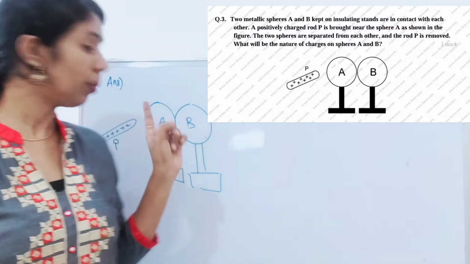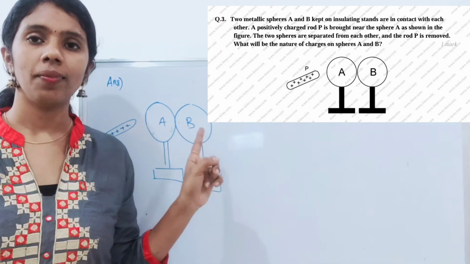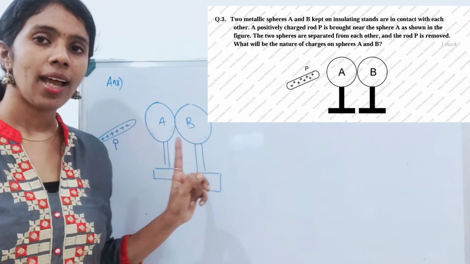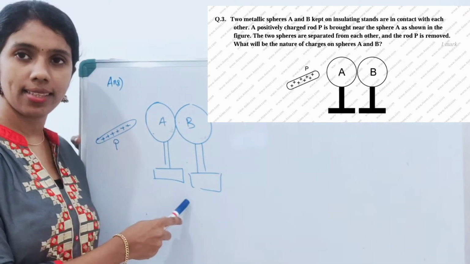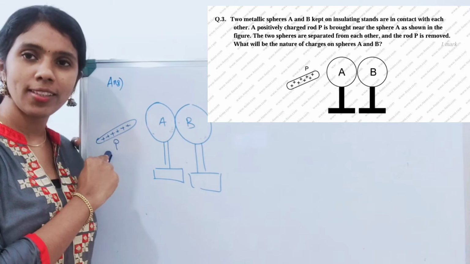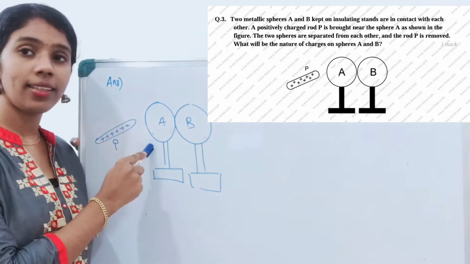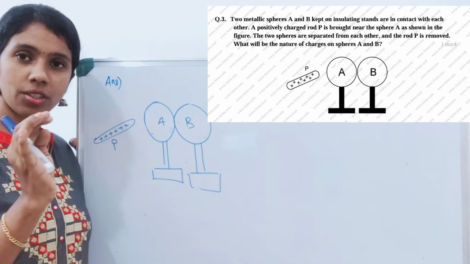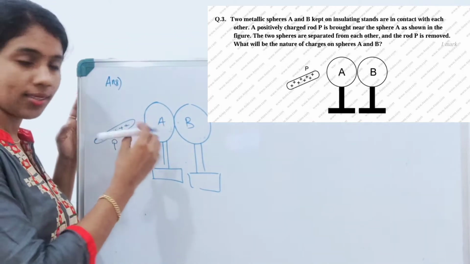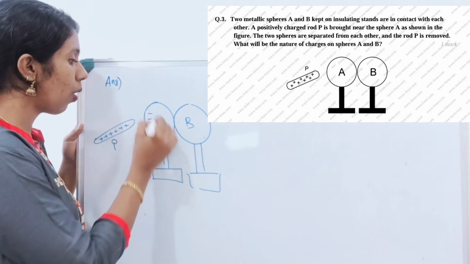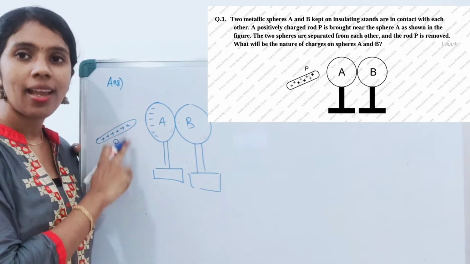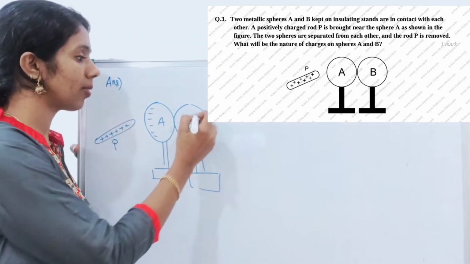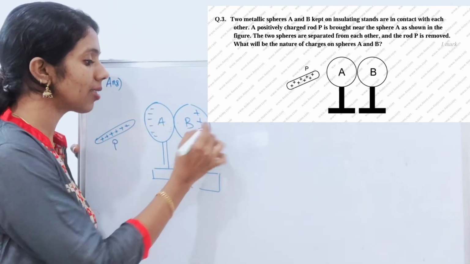Here we have 2 metal spheres A and B, which are initially kept in contact with each other, mounted on an insulating stand. Now when a positively charged rod is brought near A, due to electrostatic induction, all the negative charges get accumulated closer to this positive rod, and all the positive charges get accumulated farther from this positive rod, that is on the other side of B.